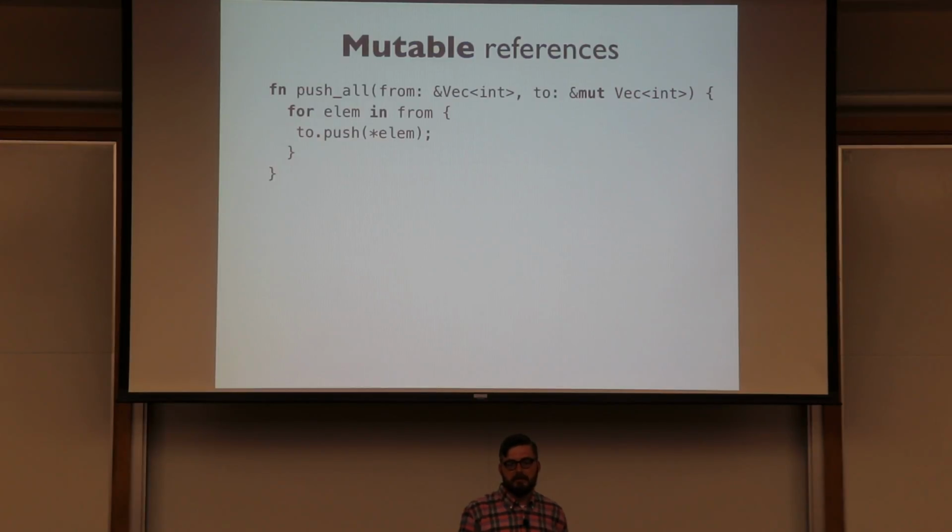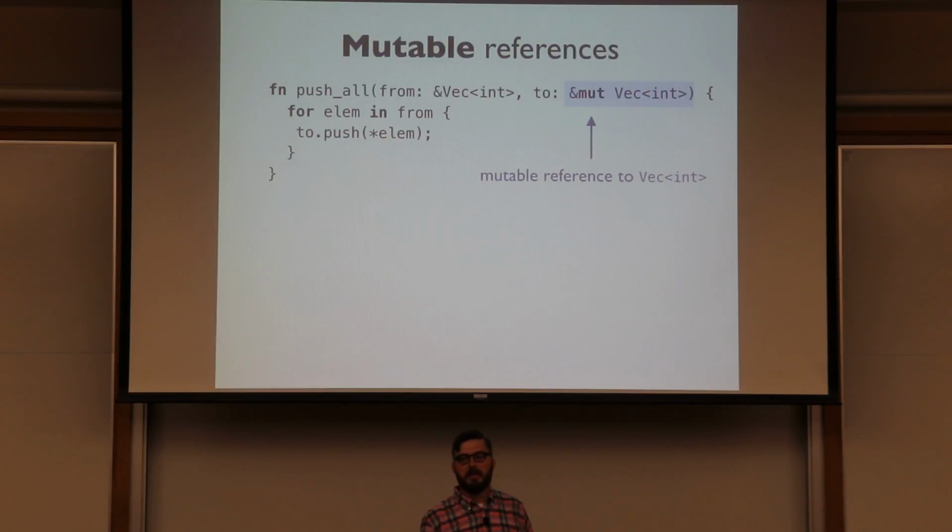So here's a simple example that's pulling some of these concepts together. This is a function that's just copying the contents of one vector to another. So the source vector, we only need read access to. So we just take a shared reference. The destination vector, we need mutable access, so we take a mutable reference. Fine. Because we have mutable access, we are allowed to call push on the target vector. Great.